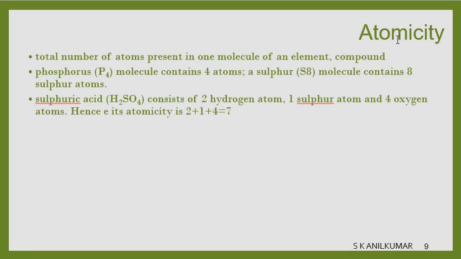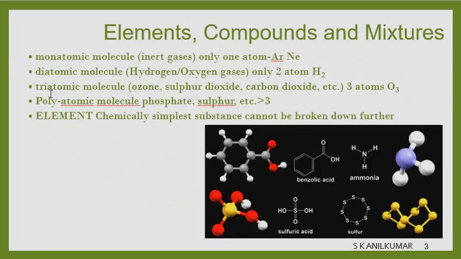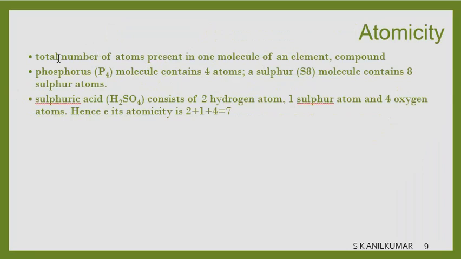But what is a compound? H2O is a compound. H2 is an element. Some atoms exist in 2 or 3 units. We have seen monatomic. Right? We have seen some are monatomic, some are diatomic, some are triatomic, right? So that is why we have this atomicity, the total number of atoms present in one molecule of an element or compound. Phosphorus P4 molecule contains 4 atoms.